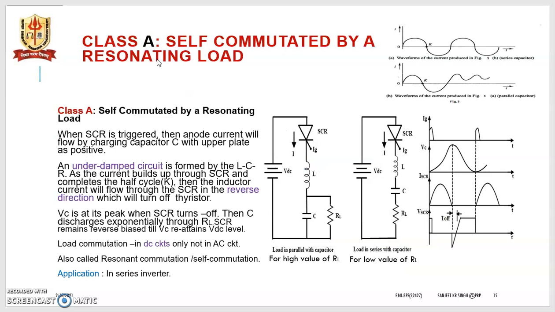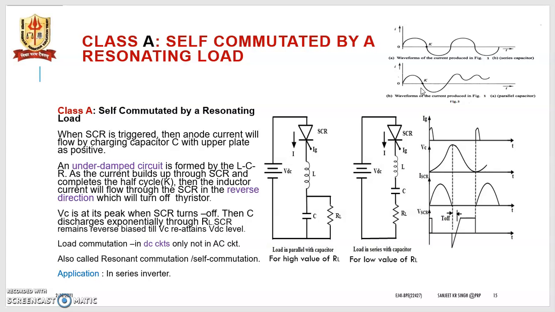So first we will see class A, self-commutated by a resonating load. Here LCR is forming an underdamped circuit, and when the SCR is triggered, then anode current will flow by charging the capacitor with upper plate positive and lower plate negative generally, and due to the underdamped circuit, the current builds up. Here we can see the current is building up and reaching its peak, thereafter completing the half cycle here at point K.